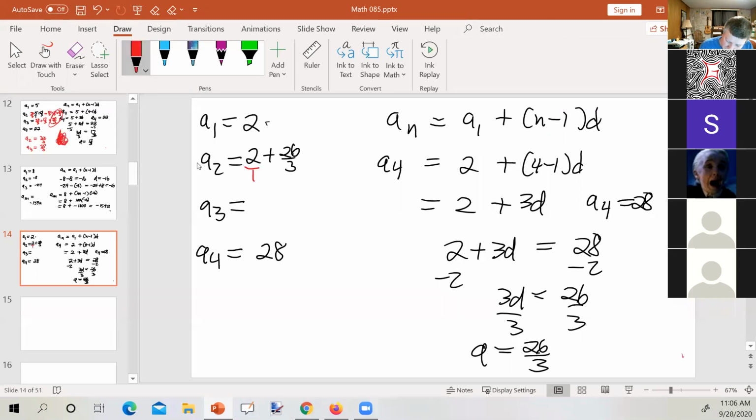So a sub 2 is going to be 2 plus 26 thirds, okay? Which is 2 over 1 plus 26 thirds. The common denominator is 3, so I'm going to take 2 over 1 times 3 over 3, and I'm going to get 6 thirds plus 26 thirds, which is 32 thirds. And then the next one is 32 thirds plus 26 thirds, which is what?